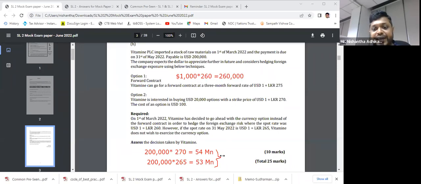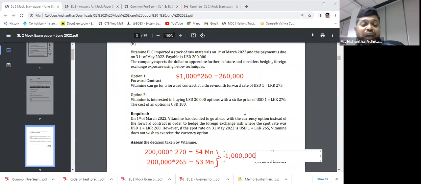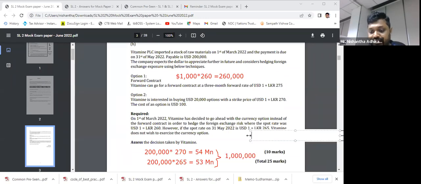Here you will get a gain of 1 million. Then 1 million gain minus the cost of the option, 260,000. Since you have not exercised this option, your net gain is 740,000.